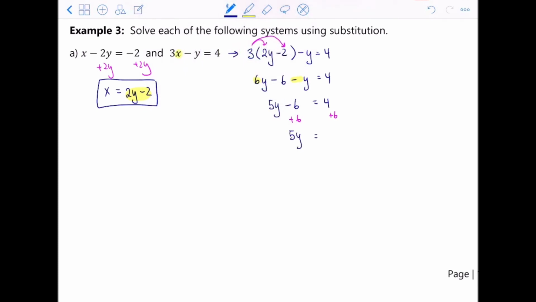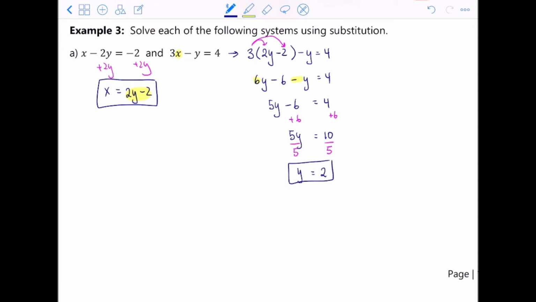5y is on the left-hand side now. We are left with 10 on the right-hand side. You divide both sides by 5. You're left with y on the left-hand side and 2 on the right-hand side. So y equals 2.